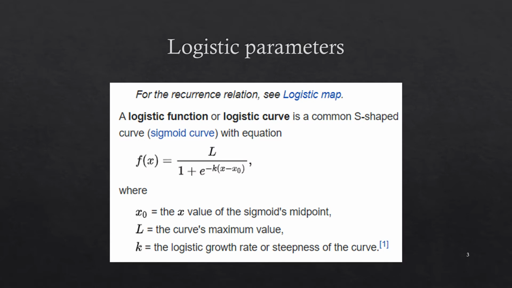This version of the logistic function has a simple numerator, just L, and then the denominator is 1 plus an exponential function, and then the exponential function depends on the parameters k, x0, and our variable x.